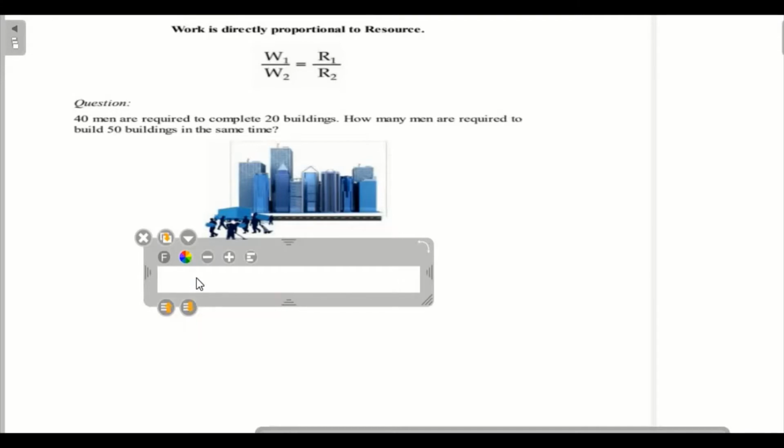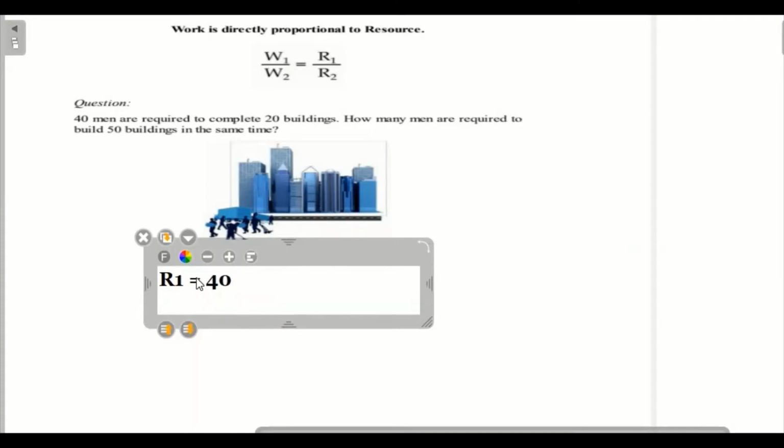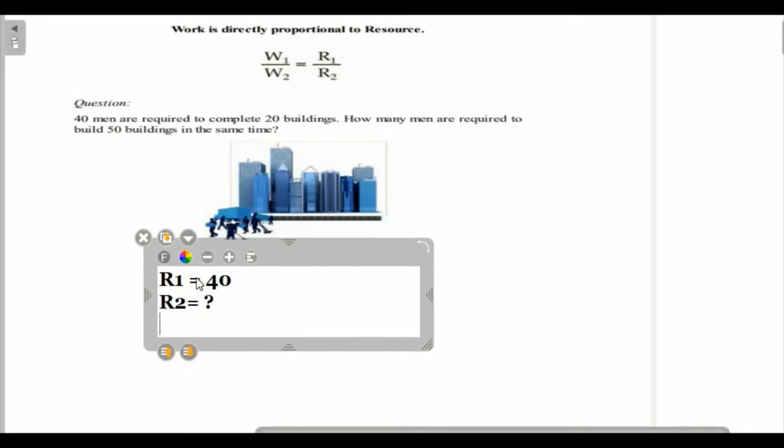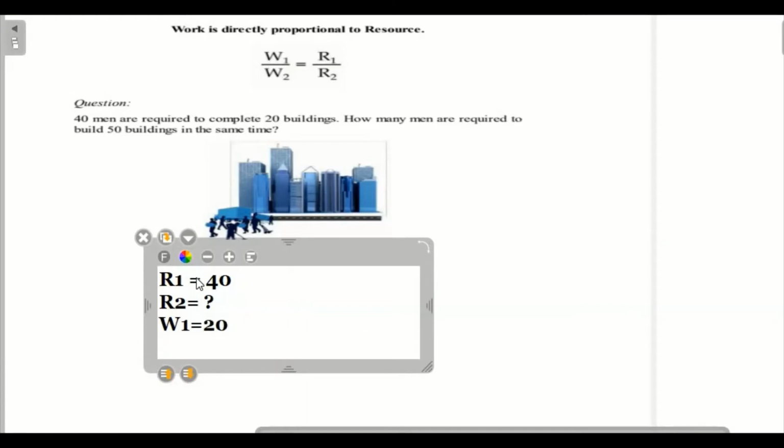So R1 is equal to 40. The number of men required in the first project is 40. We have to find how many men are required in the second project, for constructing 50 buildings. Here W1 is equal to 20 buildings we are going to construct, and W2 is equal to 50 buildings.